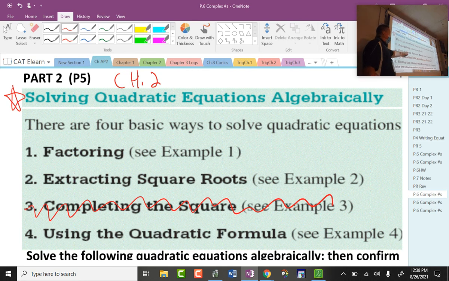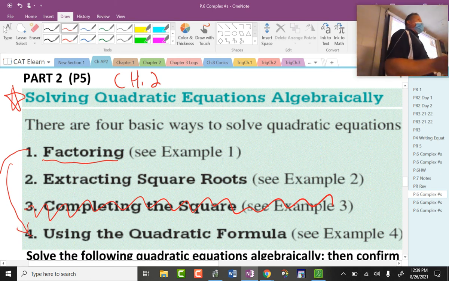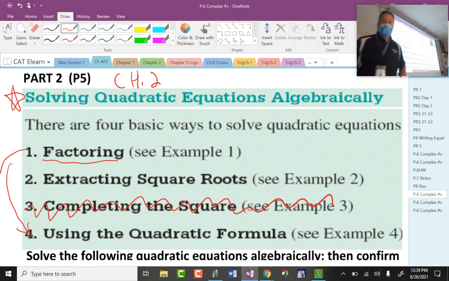Sometimes the question, you should do it by extracting square roots. It depends how the question's given. If the question is not factorable, then we are going to have to talk about the quadratic formula. And quite honestly, in Math 2 right now, next chapter, we're talking about the quadratic formula. So I know that it's something that you've seen probably the last 2 years.